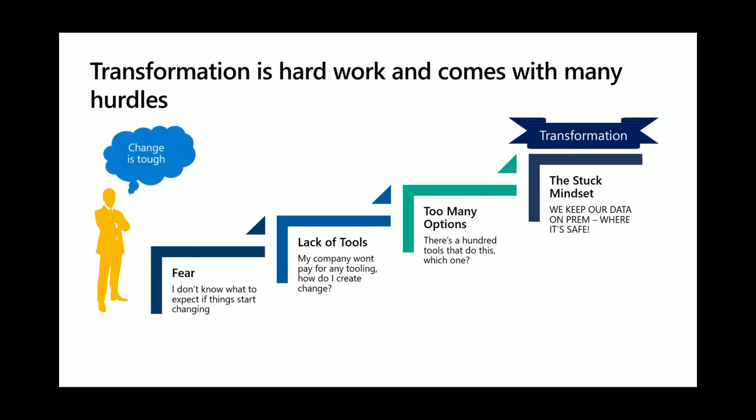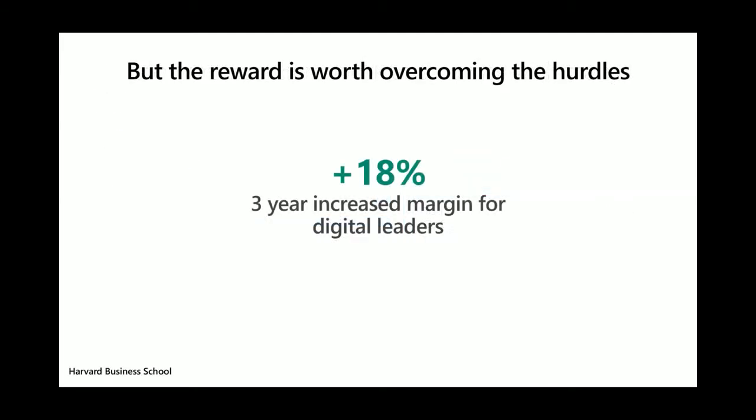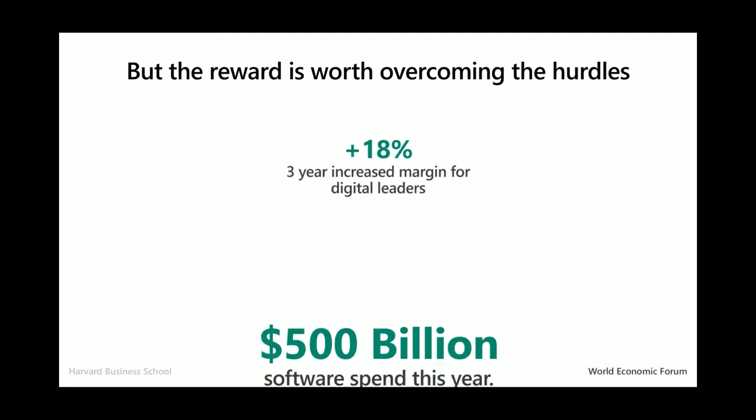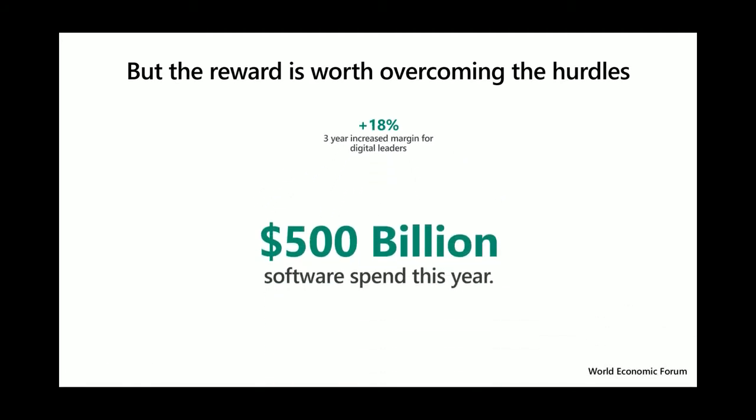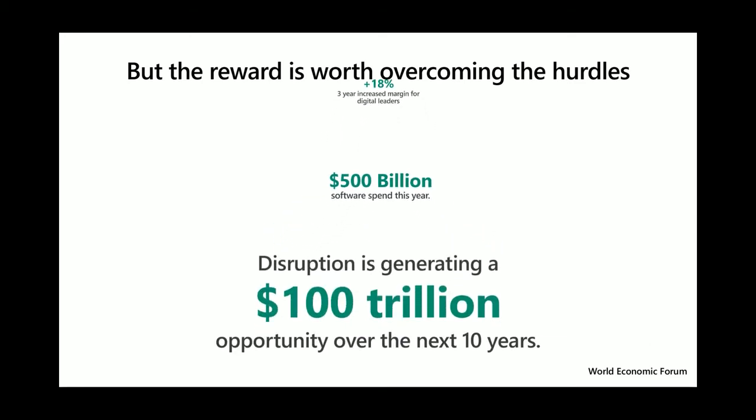So, how do we get people from this place of, you know, change is tough? We recognize this. So, let's talk about some numbers here. Maybe the numbers make it worth it. If companies are willing to invest in transformation initiatives, they usually see about an 18% increase over 3 years. There's a $500 billion software spend this year. Well, I guess we're in November now, so maybe there's, you know, $50 billion left. Still, some opportunity left to be had this year. Also, disruption, transformation as an industry is a $100 trillion opportunity over the next 10 years.